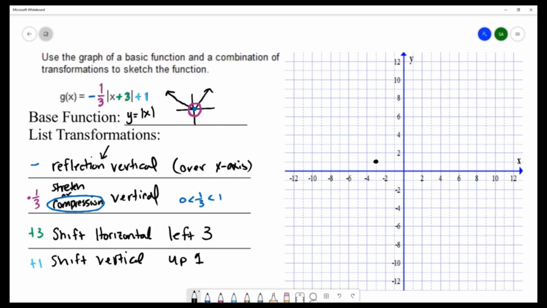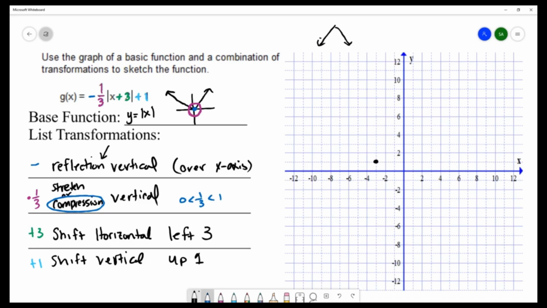So I know, just on the side, that my V will go this way. And then the stretch, excuse me, this is a compression. This compression is going to compress vertically. So all of my y values are going to be multiplied by a third. So let me explain that in a little bit more detail.